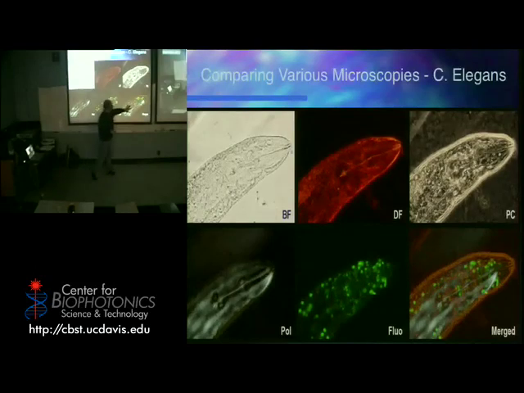And if you take all these images together and merge them, you can see different things about a biological system by using different microscopies and overlaying them together all in one image. Okay? So different types of microscopies give you different information about your sample, is the main message.